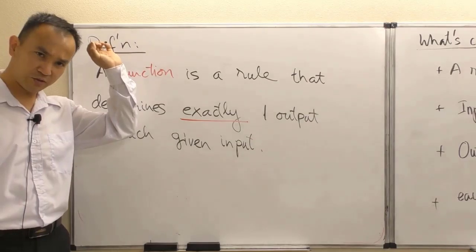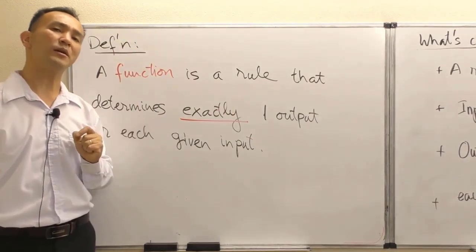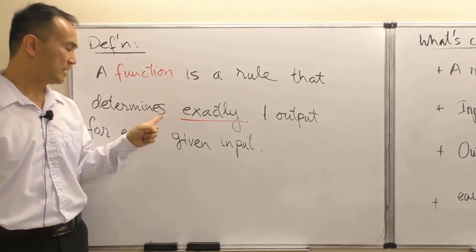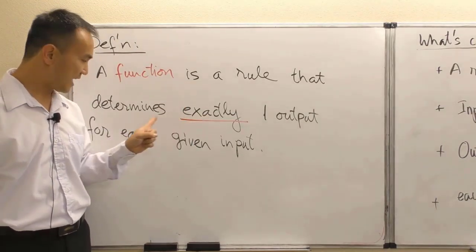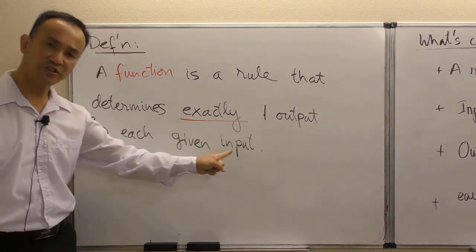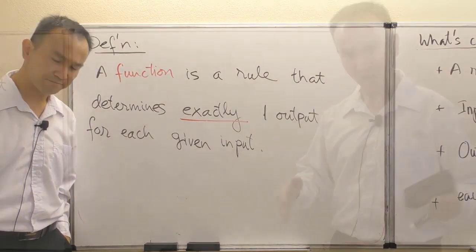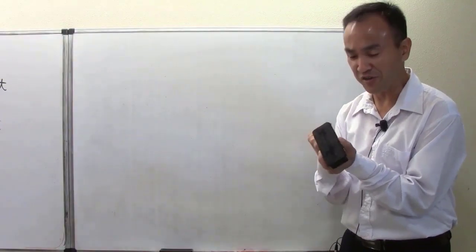I want my students to see a function is a rule. That's the most important thing to emphasize. And then that rule has a requirement. It has to determine exactly one output for each given input. For each given input. Okay, let's look at function notation right here.